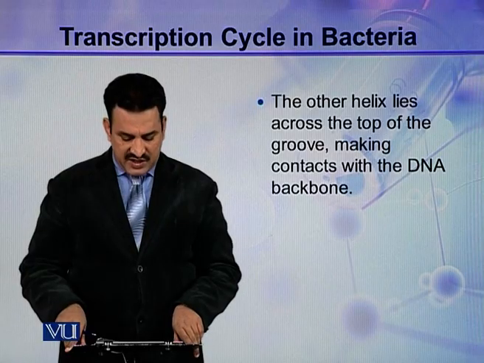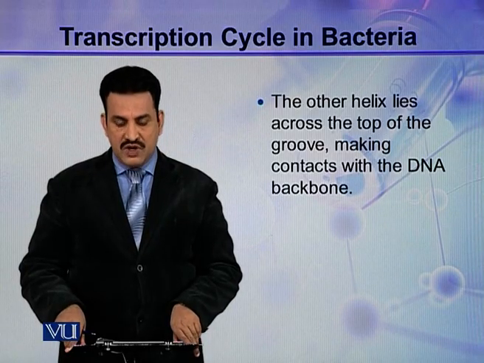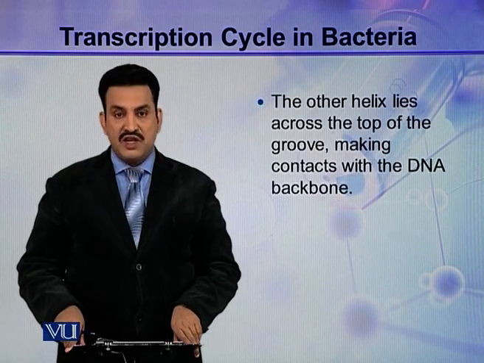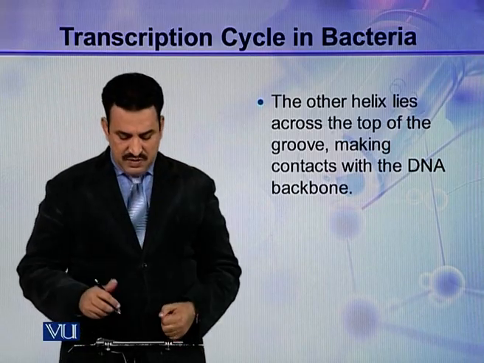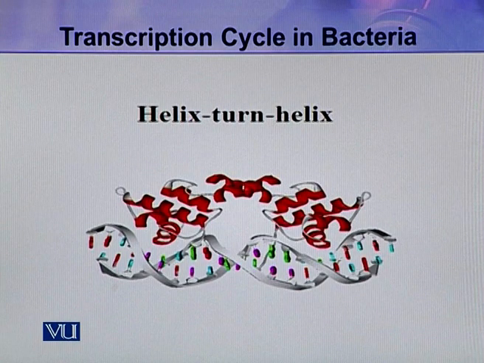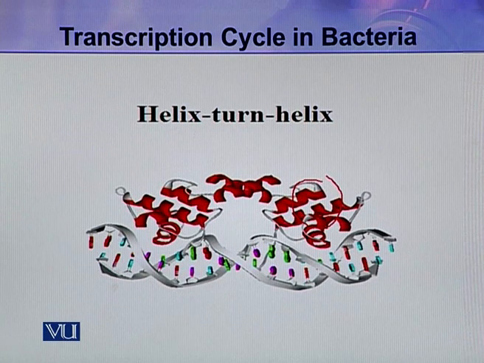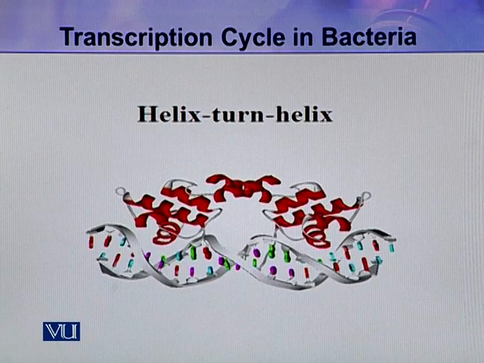The other helix lies across the top of the groove, making contacts with the DNA backbone. So the other helix will only interact with the backbone of the DNA. So this is the helix turn helix. This is one helix, and this helix interacts with the bases of the minus 35 region. This is the turn, and this is the second helix. The second helix only interacts with the backbone of the DNA. So this is helix turn helix.